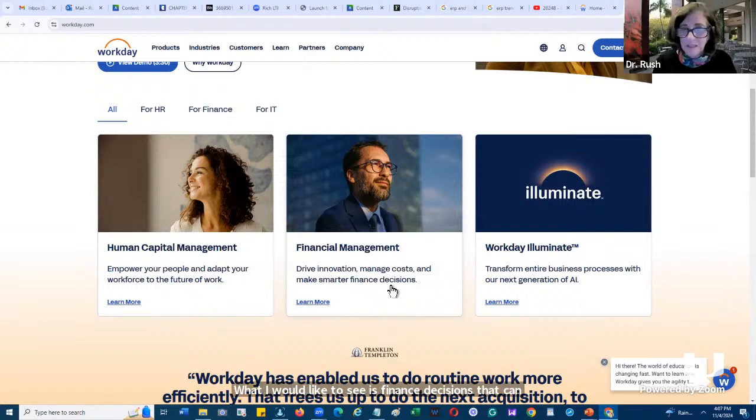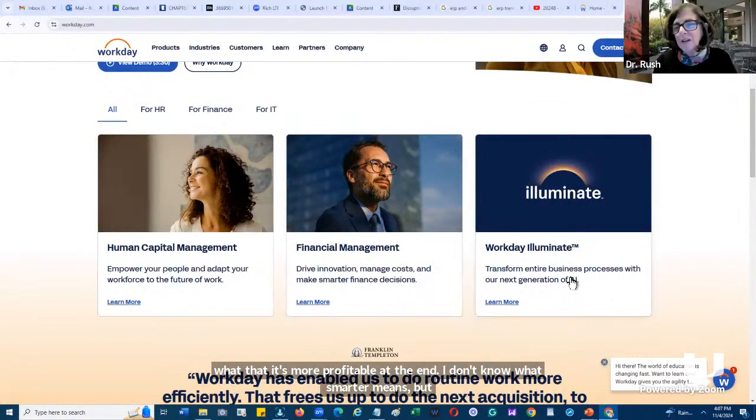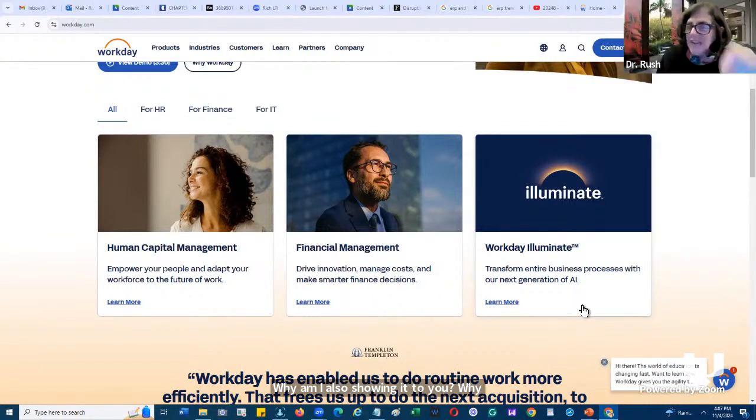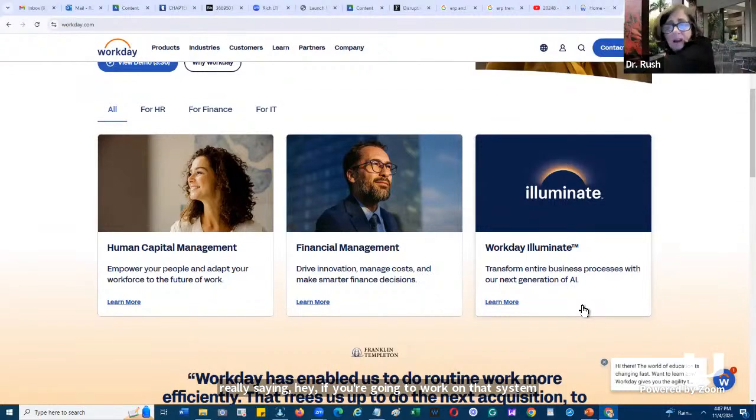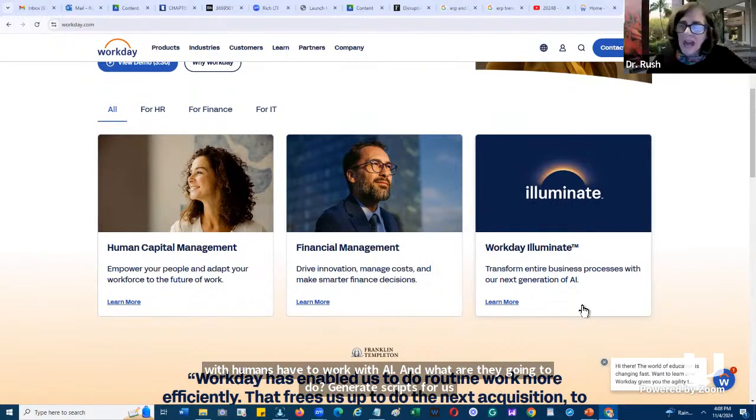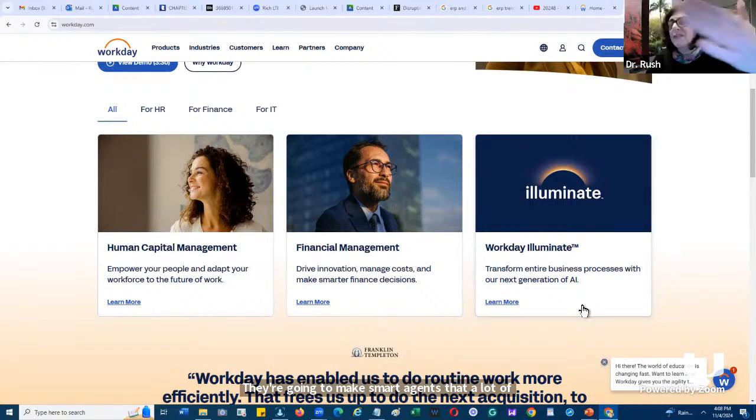I don't know what smarter means, but smart in terms of here: transform entire business processes with our next generation of AI. Why am I also showing it to you? Do you see that, Daniel? Even an ERP system that we can think about as standardized is really saying, hey, if you're going to work on that ERP system, let's say Workday or Salesforce or any of the other ones, you're going to have to work with humans and work with AI. And what are they going to do? Generate scripts for us. They're going to make smart agents for a lot of things that are financial, a lot of the financial books, so I don't have to do it manually.